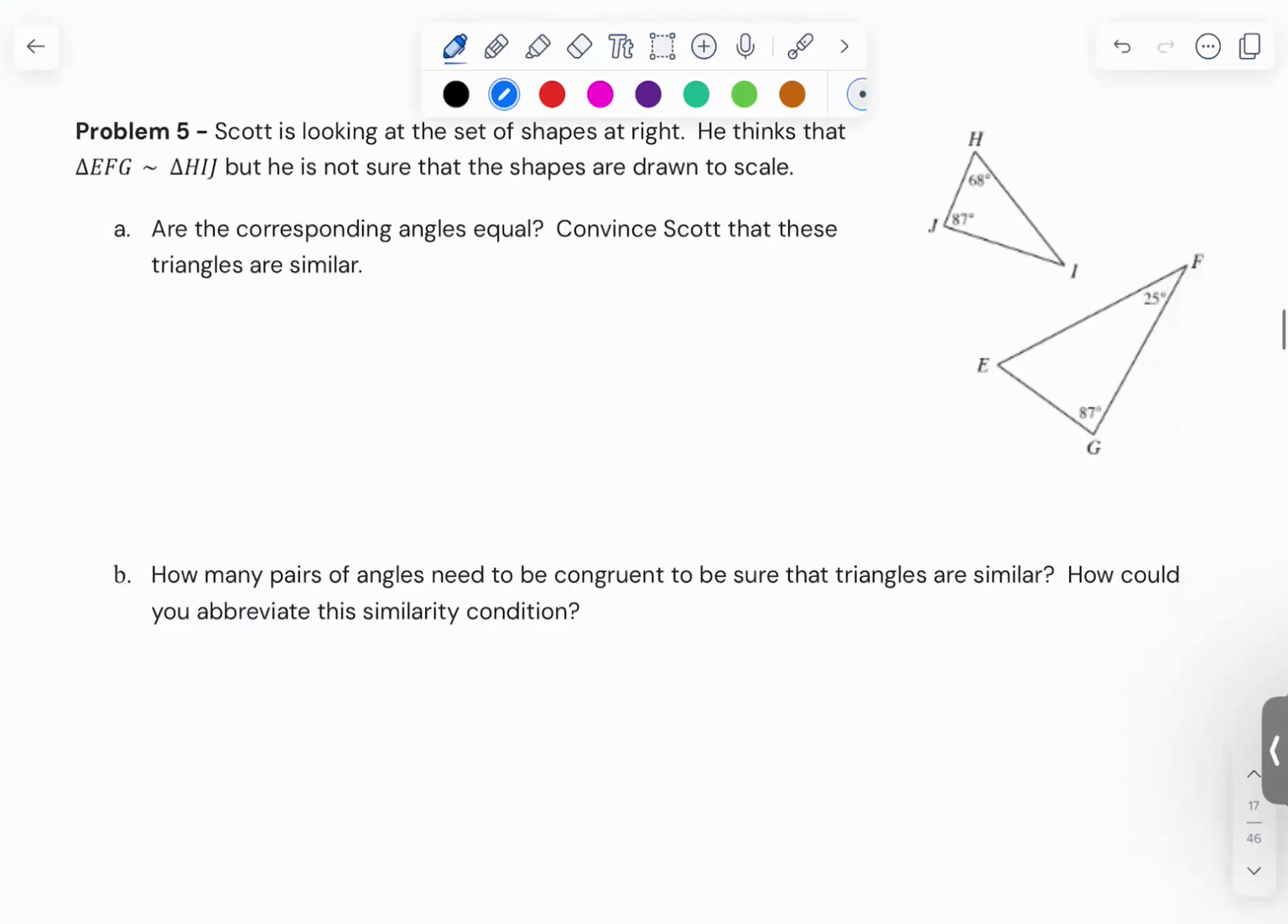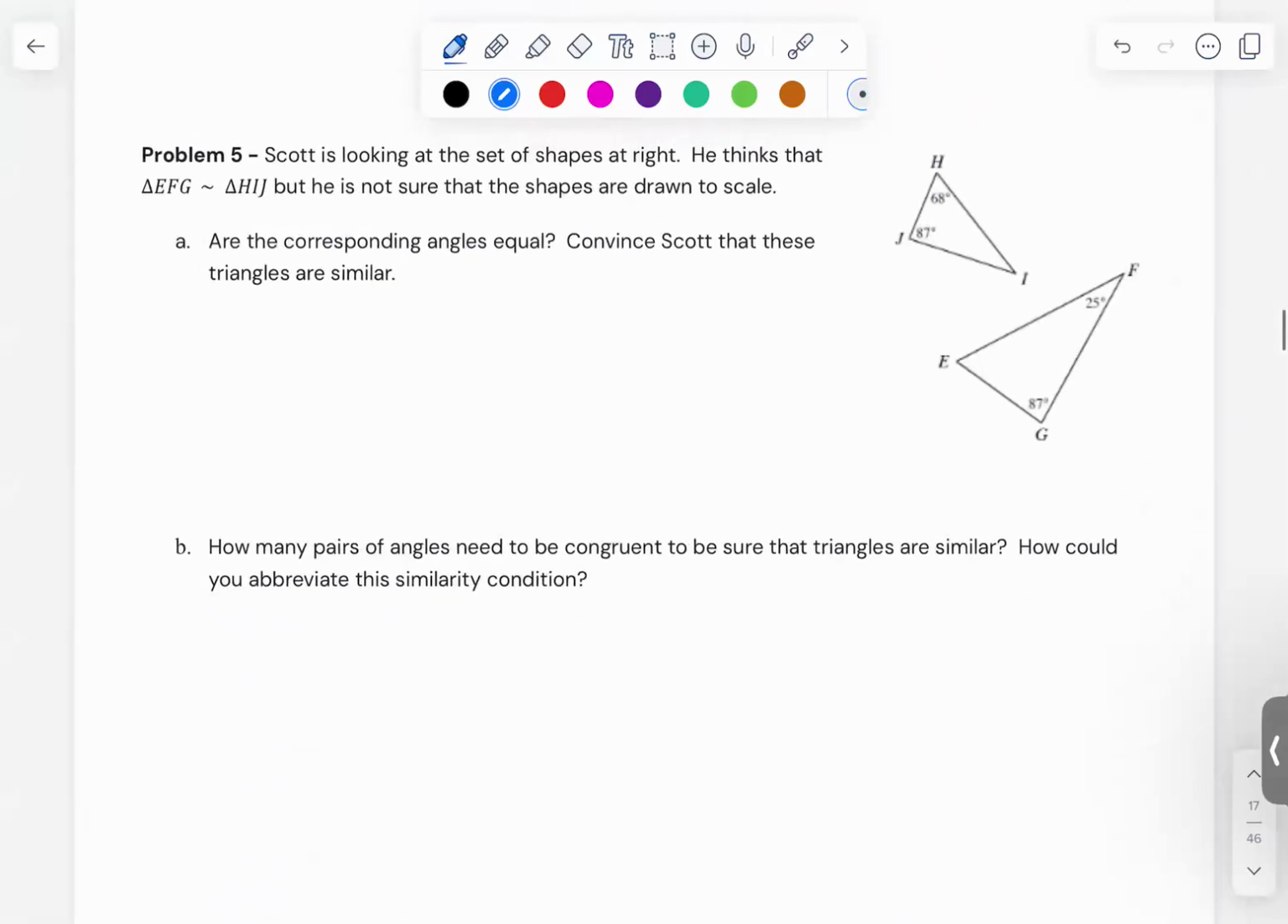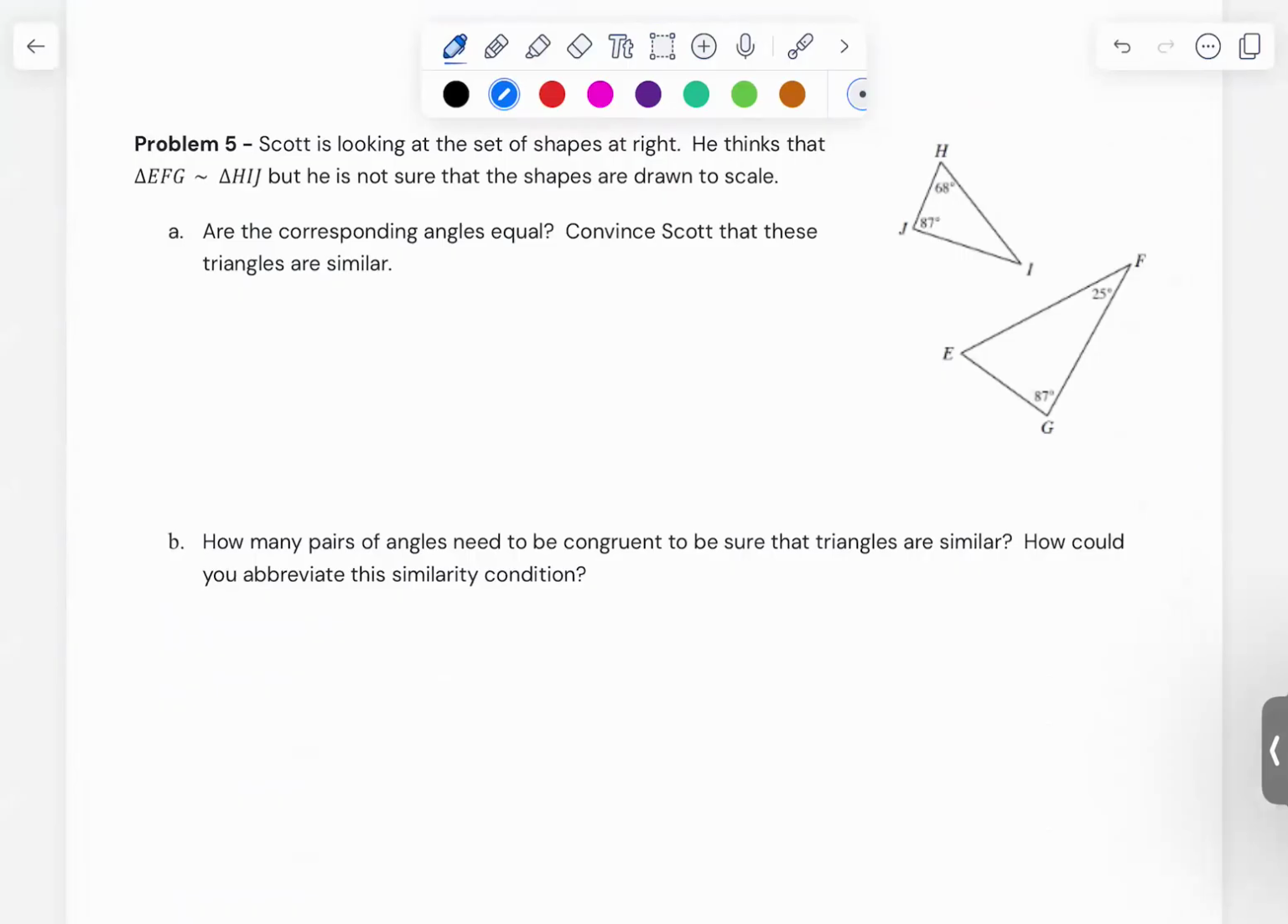Looking at problem 5, this is probably the more important problem, and I would really encourage you to pause your video here, read through this, and see if you can answer it yourself. But for problem 5, we have these two triangles. You'll notice that these two angles here, G and J, are the same.